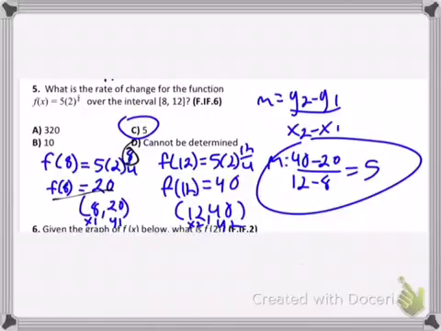And then we plug in 12 for x. Divide 12 by 4, get 3. 5 times 2 raised to the third power is 40. Get 12 and 40. Be x2, y2. Then we're going to use our slope formula to find our average rate of change. So we do y2 of 40 minus y1 of 20, and x2 of 12 minus x1 of 8. And you end up with 5 as your average rate of change.